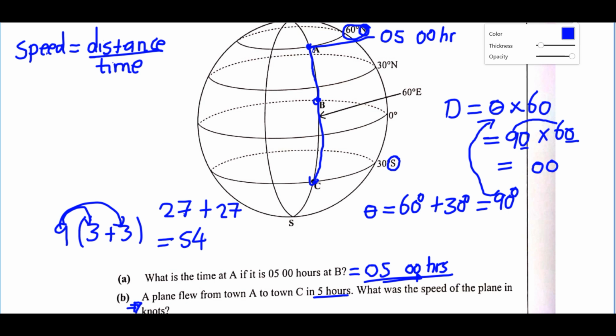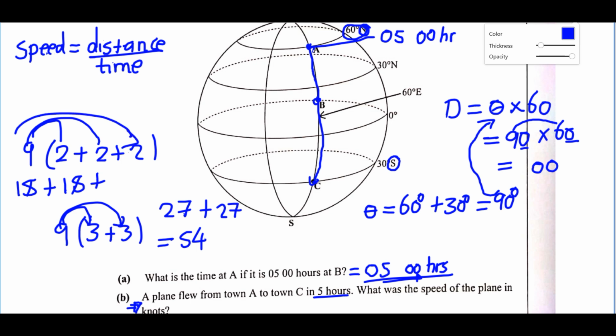If this seems hard for you, you can still simplify. We have 2 plus 2 plus 2, which is still 6. So we can say 9 times 2 will give us 18, plus 9 times 2 will give us 18, plus 9 times 2 will give us 18. At least you can add these numbers. So 18 plus 18 is 36. 36 plus 18, we still have 54. So the final answer for distance is 5,400 nautical miles.